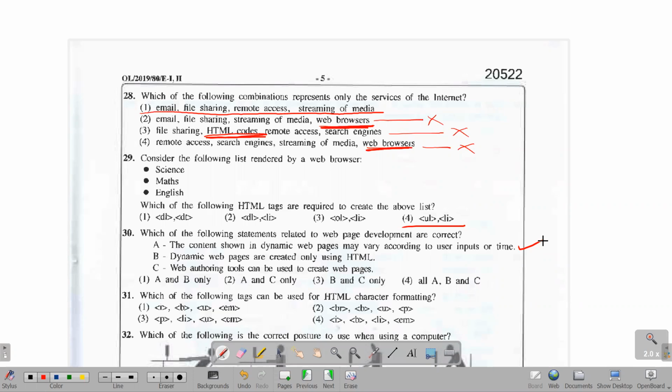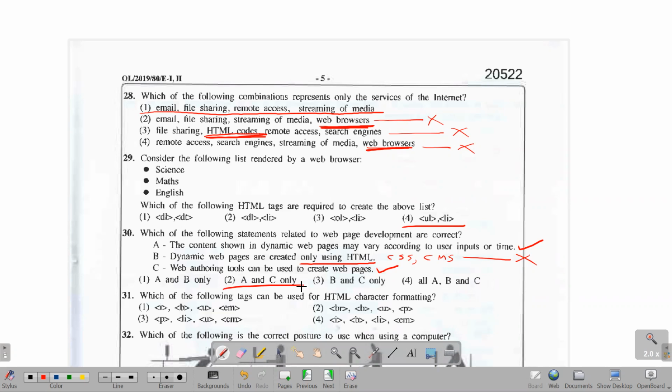Statement B, dynamic web pages are created only using HTML. No, it's not easy to create a dynamic web page just by using HTML. We need languages like CSS. We need a content management system to do this, right? So B can be taken as an incorrect answer. Web authoring tools can be used to create web pages. Yeah, that is a correct one. So the answer for the 30th is going to be A and C.